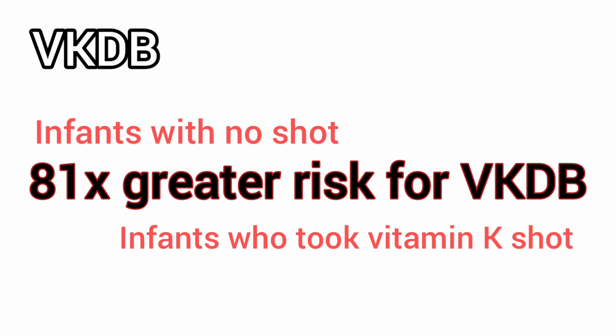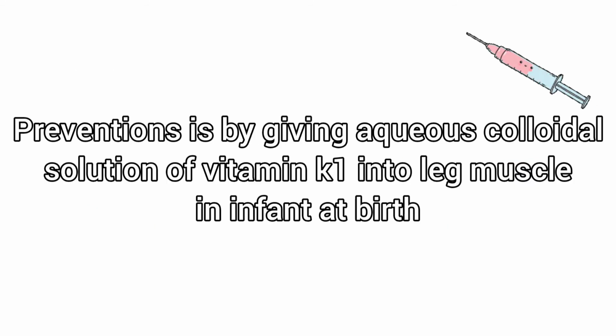So how can we prevent VKDB? The good news is that it is easily prevented. The easiest and most reliable way to give babies vitamin K is by a shot into a muscle in the leg. One shot given at birth will protect your baby from VKDB. The vitamin K given to neonates as a prophylactic agent is an aqueous colloidal solution of vitamin K1.